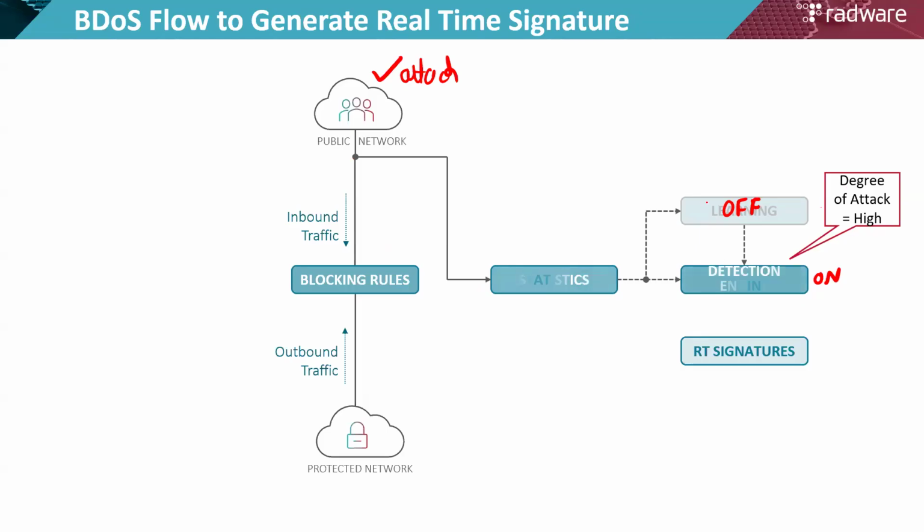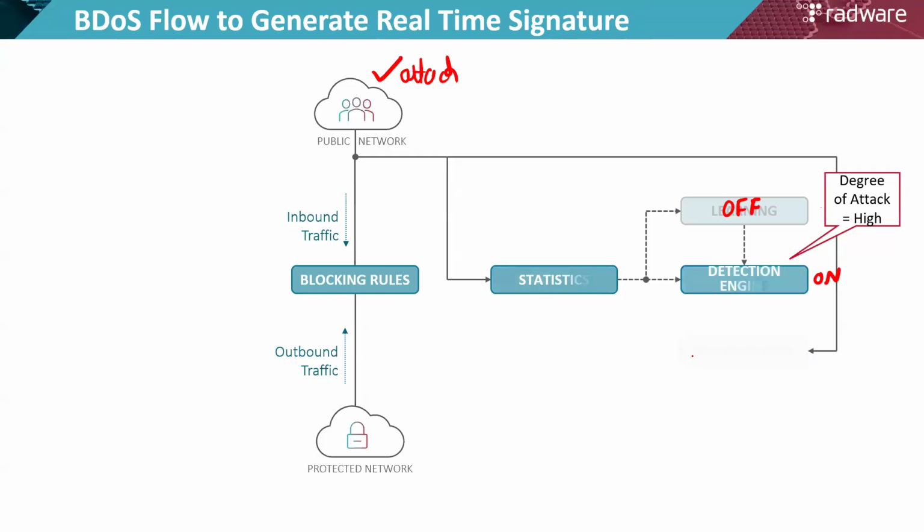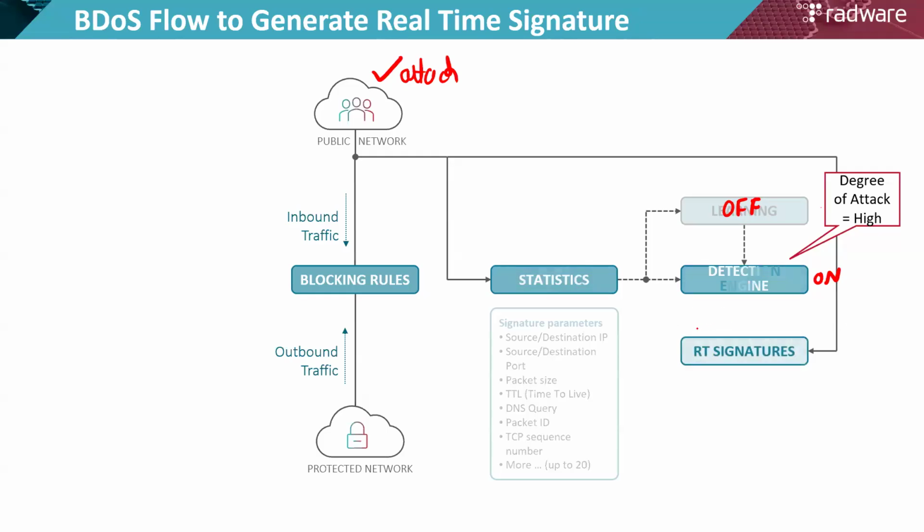So the next process is the characterization phase, which is basically creating your real-time signatures. During the characterization phase, we are trying to create real-time signatures. Let's suppose these are the parameters that we can make use of in order to create a real-time signature.